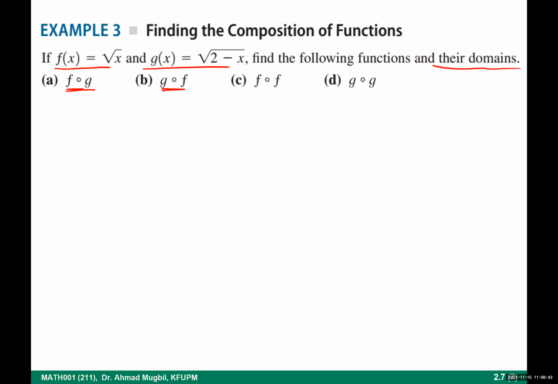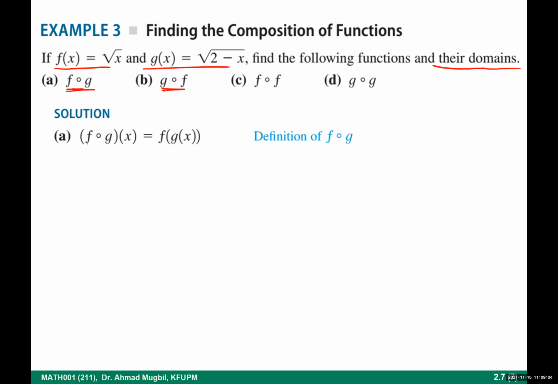So even if he didn't ask about how to find the composition, he asked just about the domain, you need to find the composition to find the domain. So what is the way? Please pay attention. This is the only way that you have to do to make sure. Of course, there are other ways, but I believe that this is the best way. The best way is to start applying the definition.